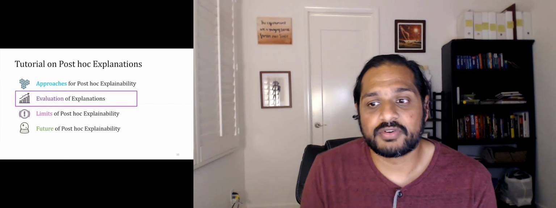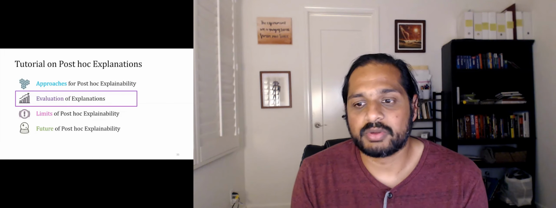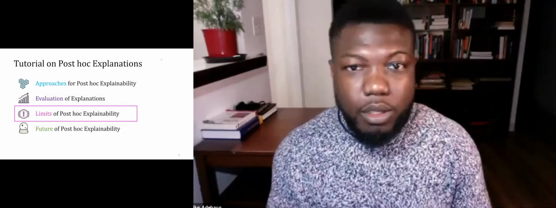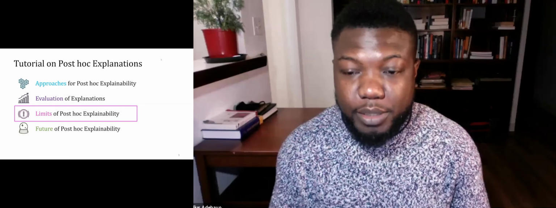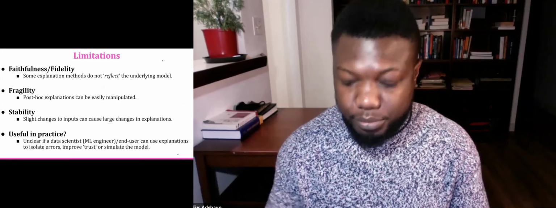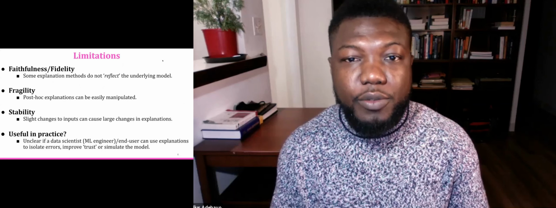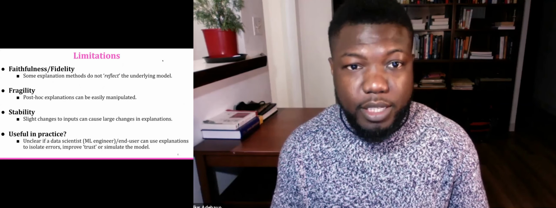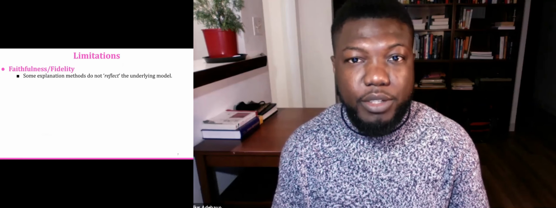So that's all I have for evaluation of explanations. I think in the next section, we'll talk a lot more about the limits, and then we'll talk about the future of this work. So now we'll move to a discussion of the limits of post-hoc explainability. The limitations we'll discuss in this section fall under 4 different categories: faithfulness or fidelity, fragility, stability, and whether explanations are useful in practice.